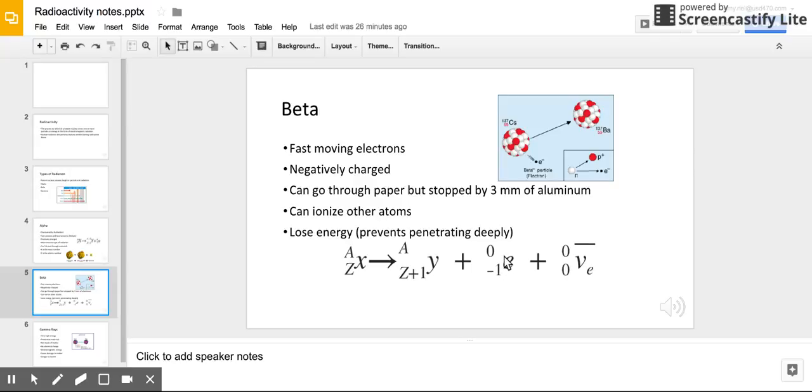Since an electron has no mass compared to protons and neutrons, we can see that the mass number stays the same. The atomic number, on the other hand, increases by 1. And that's because in a beta decay, a neutron is losing an electron and therefore turning into a proton. So since the neutron is turning into a proton, its atomic number goes up by 1.